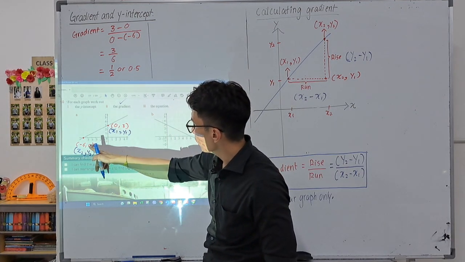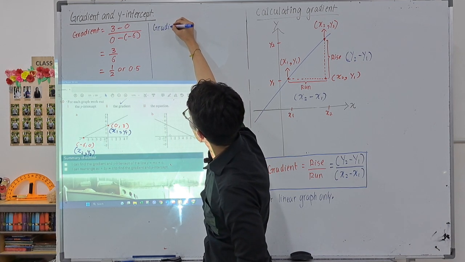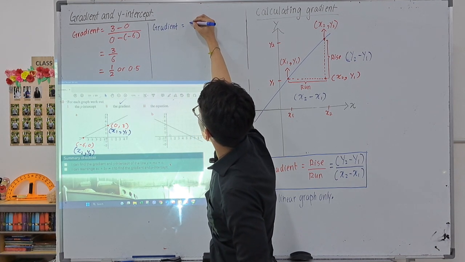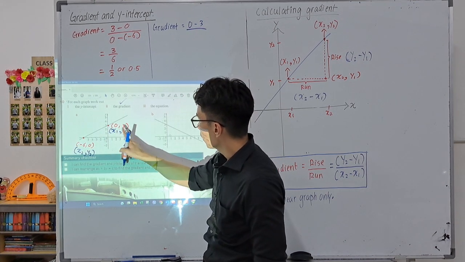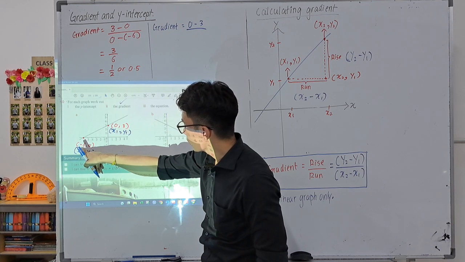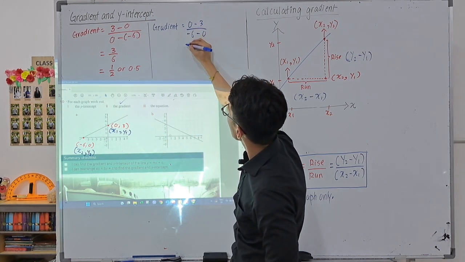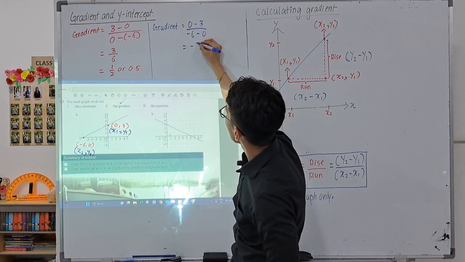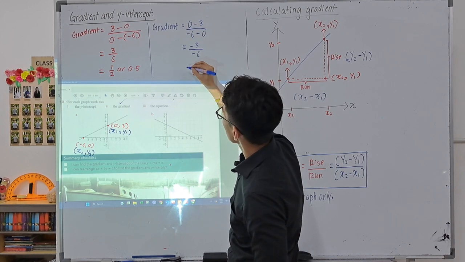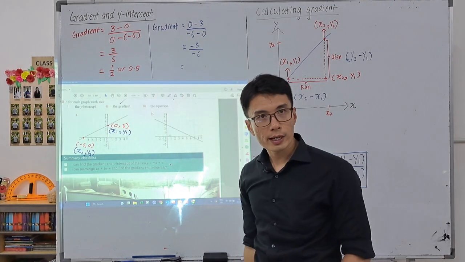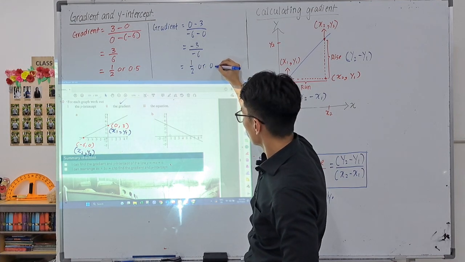So y2 minus y1 is 0 minus 3. For my gradient, it's going to be 0 minus 3 over, over here, negative 6 minus 0, which is x2 minus x1. What do I get from here? I will get negative 3 over negative 6. Then both negatives will cancel out, which will still give me 1 over 2 or 0.5.